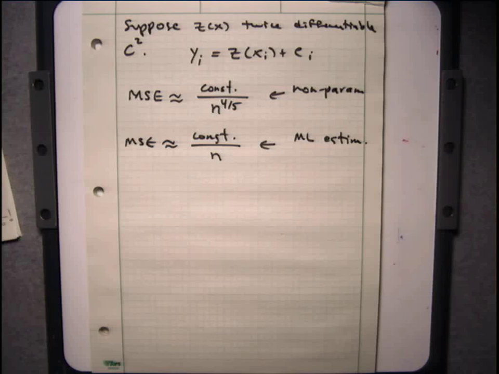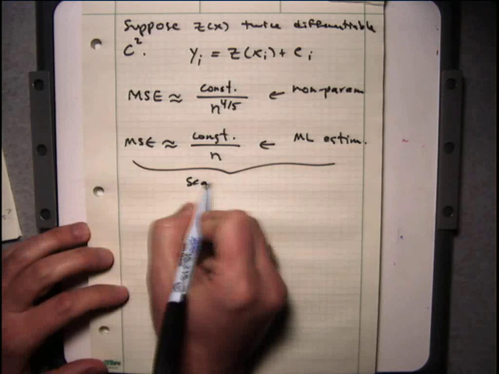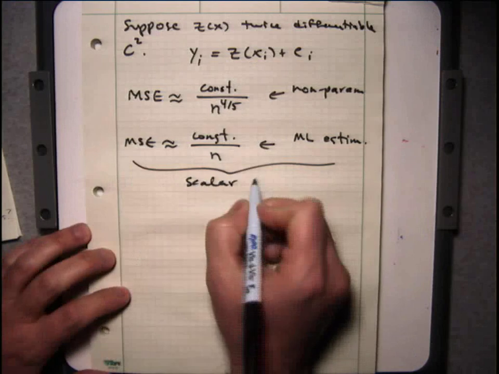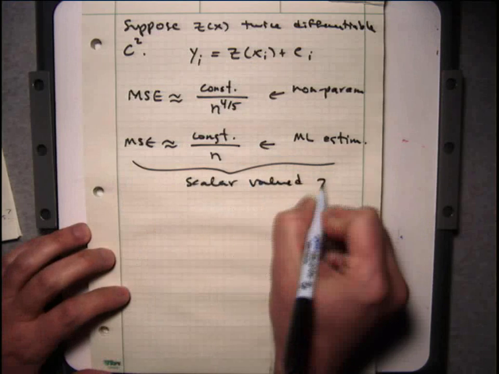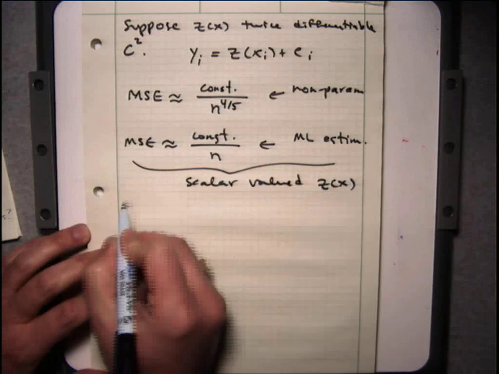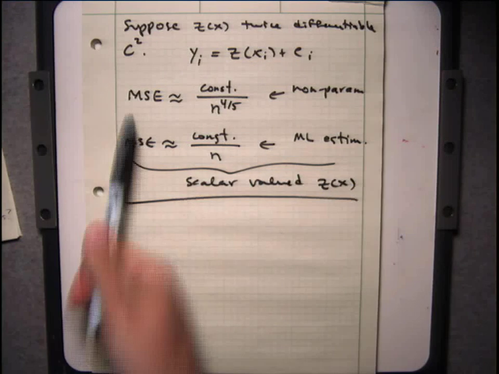Okay, so you might ask, so this is true, these are for scalar valued z of x. Okay. Now you might ask the same question, particularly in this case.